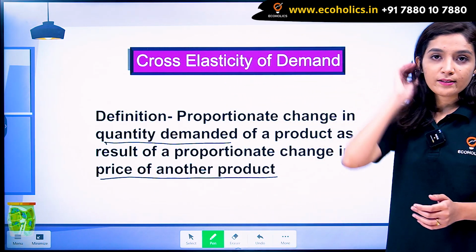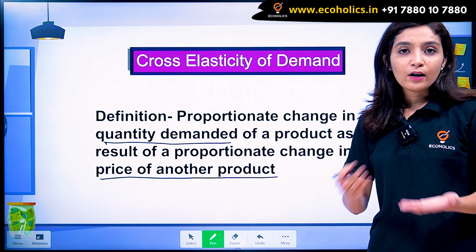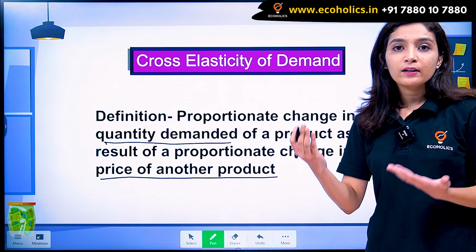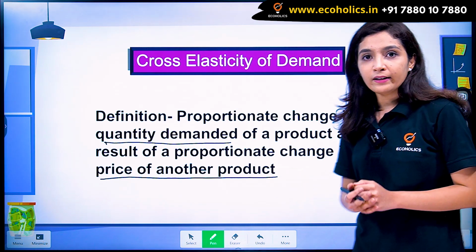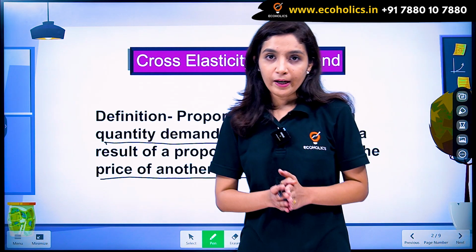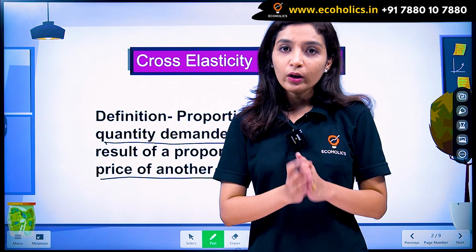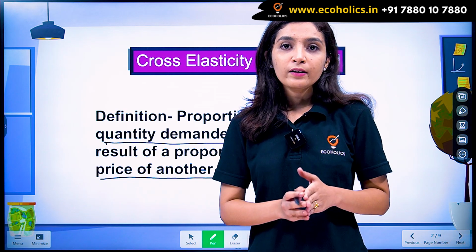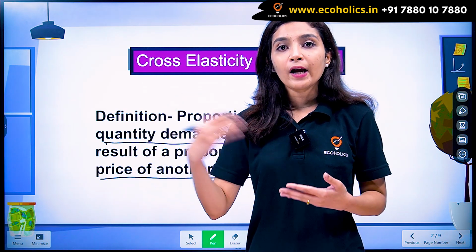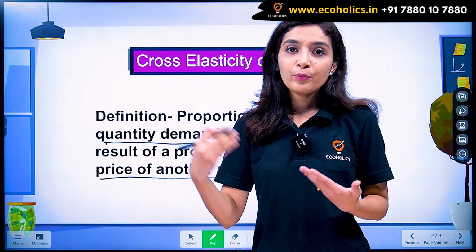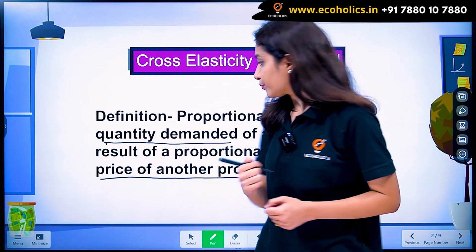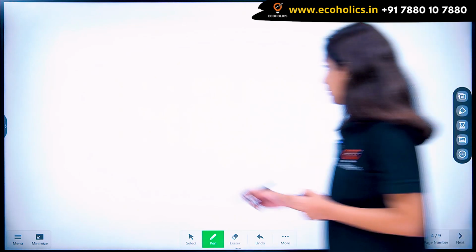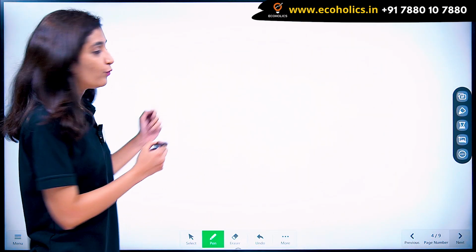What it simply means is how the quantity demanded is going to change when the price of another product changes. Let's say there is a firm A. How is the quantity demanded of this firm A going to change because of the change in the price of the other product, or the products of other firms? Now we can mathematically represent cross elasticity of demand in the following manner.